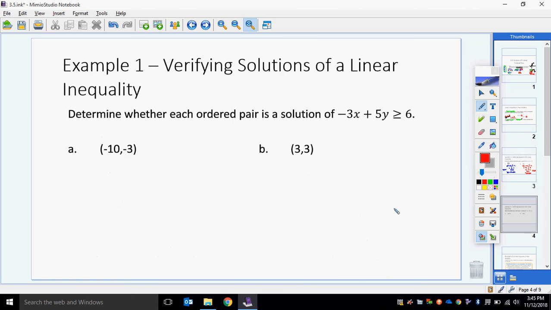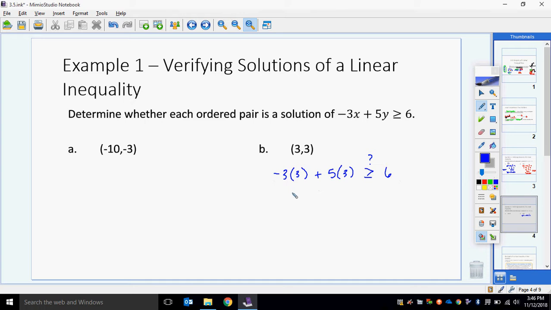Now determine whether each ordered pair here is a solution. Okay, so we're going to do the same thing. I'll do one, and then I'll have you do another. I'm going to do B. So it's negative 3 times x, so I'm plugging in 3, plus 5 times y, plugging in 3, and checking to see, is it actually greater than or equal to 6?